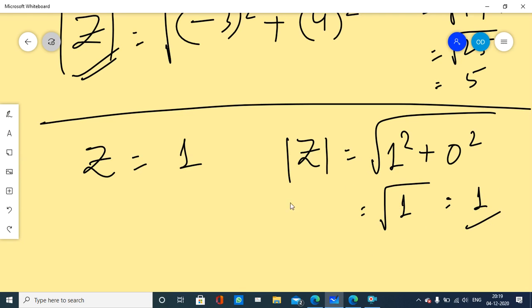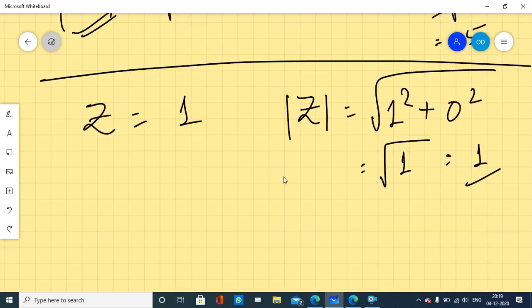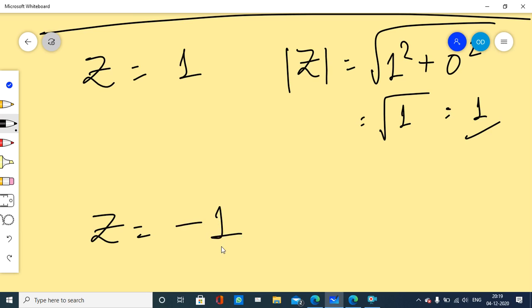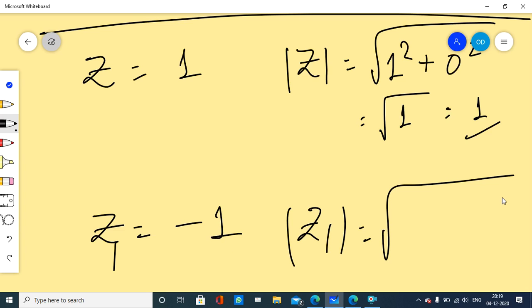I know that 1 has 2 square roots. One is plus 1, another is minus 1. But you will only write what? The non-negative square root. Get my point so far? Yes, sir. Now let's just think about it. Suppose I give you the complex number minus 1. Well, definitely it is also a complex number. It is a purely real one, right? A purely real complex number. And I want you to find its modulus. Well, let's just find it out. Then I will tell you a rule.